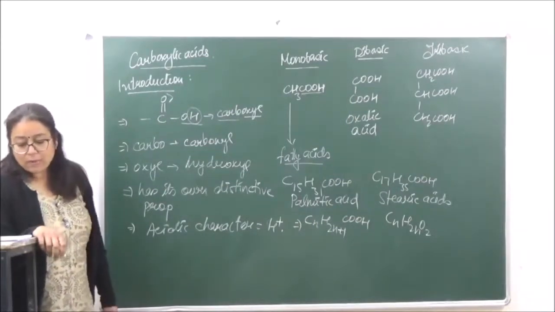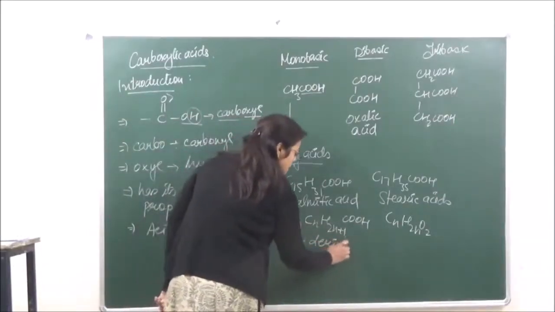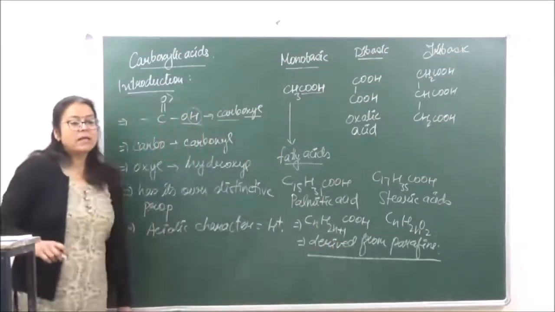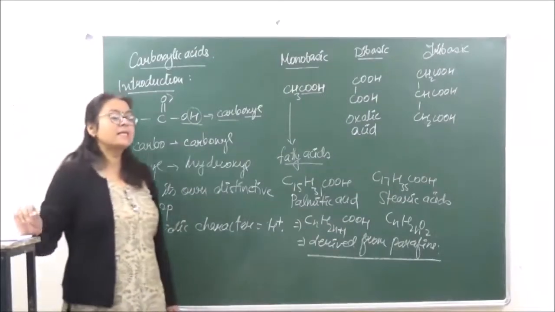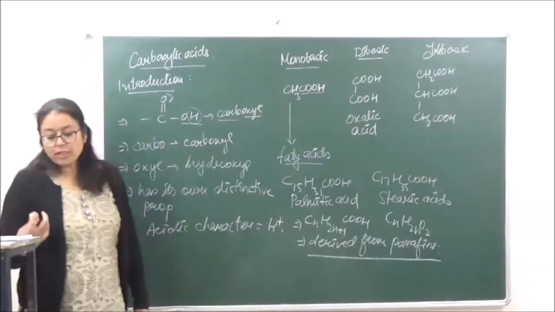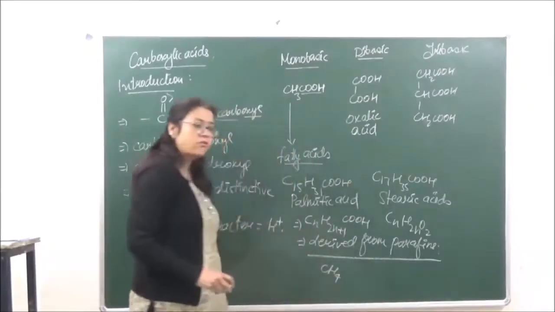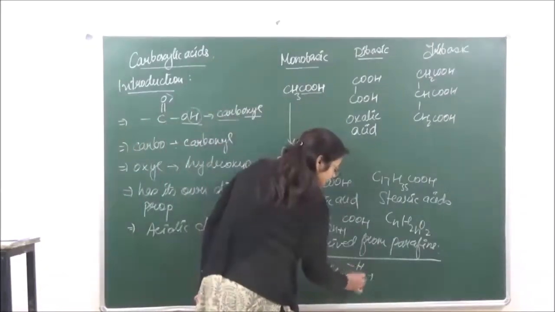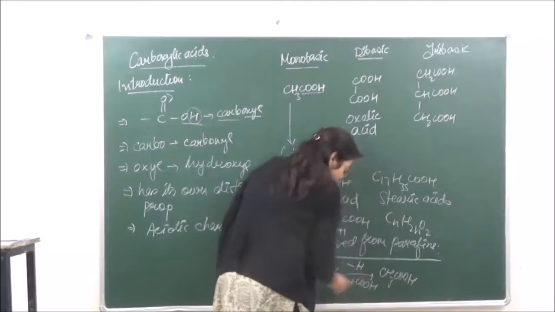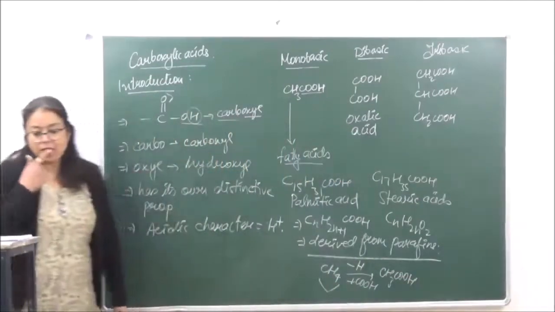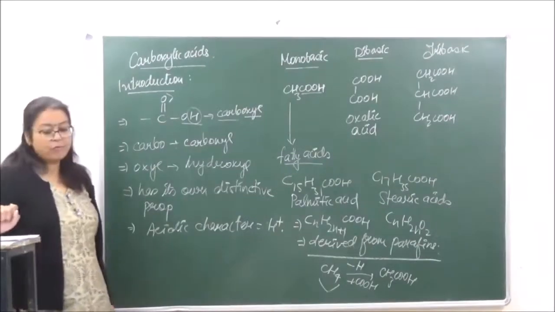Now saturated monocarboxylic acids are also said to be derived from paraffins. What are paraffins? They are alkanes. So when one of the hydrogens in alkanes is substituted by a COOH group, that is going to give us the acid. For example, if we have CH4 minus H plus COOH, this is going to give us CH3COOH. So you can see that it is derived from paraffins, right? So saturated monocarboxylic acids are also considered to be derived from the paraffins.